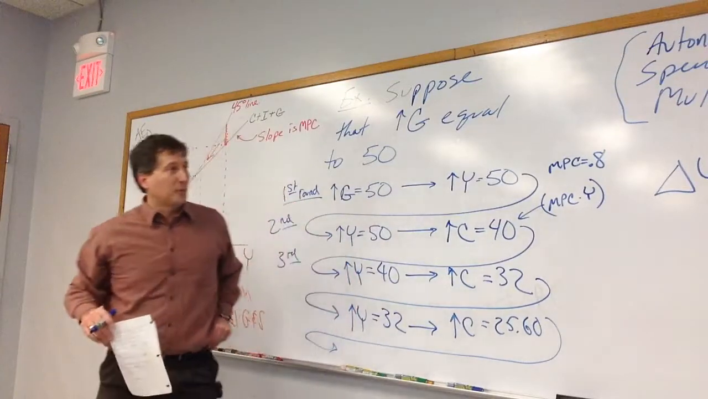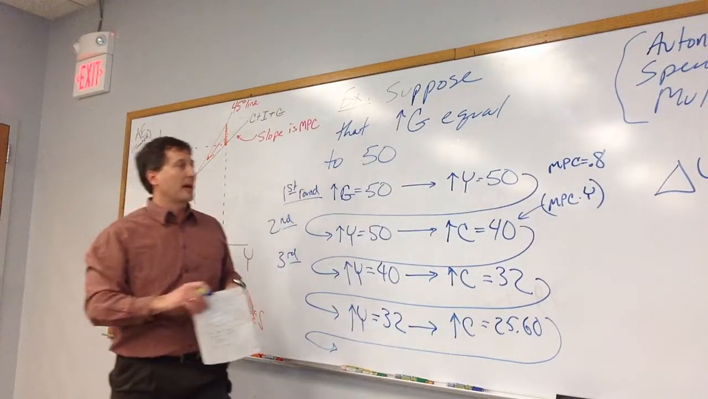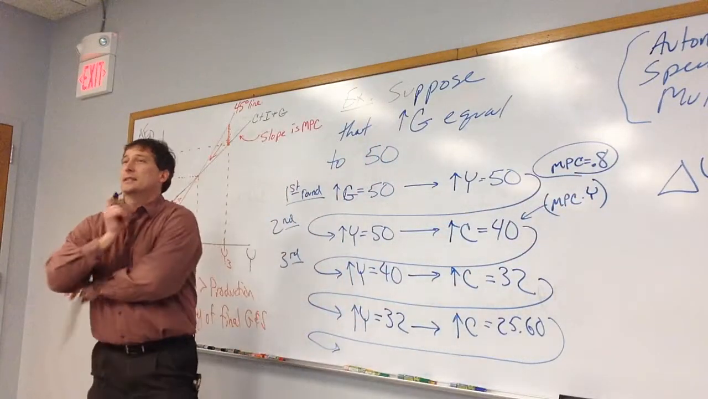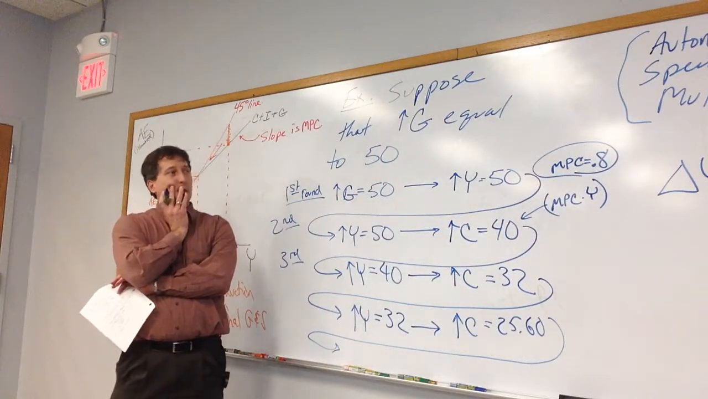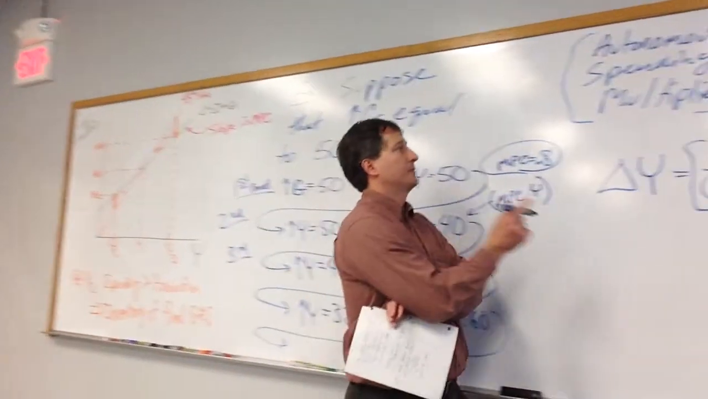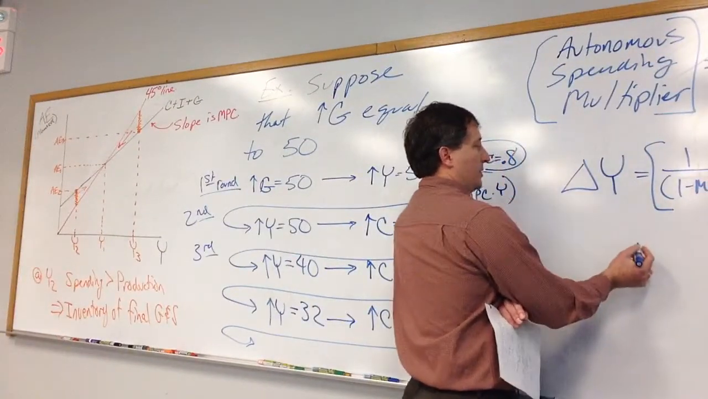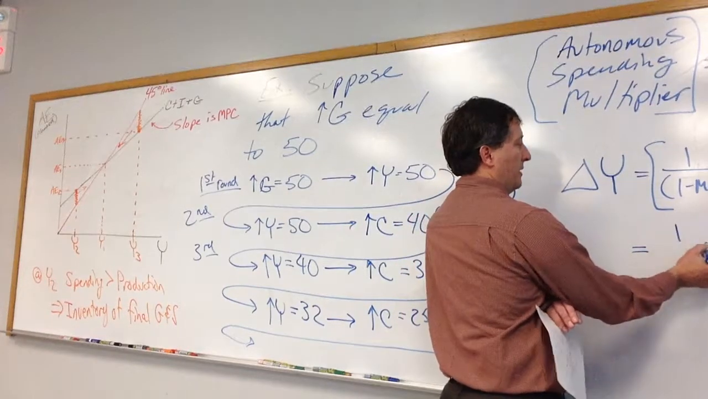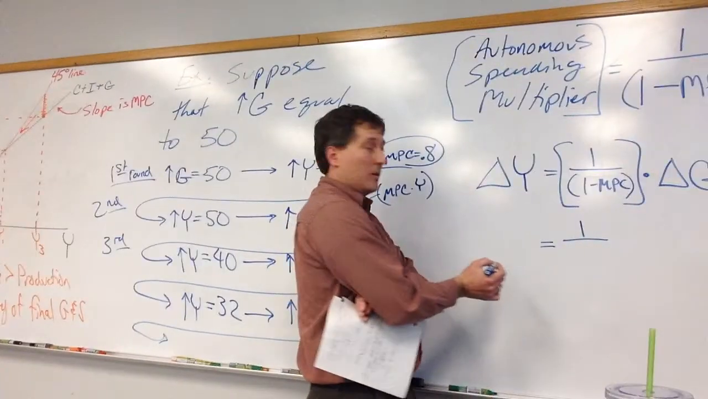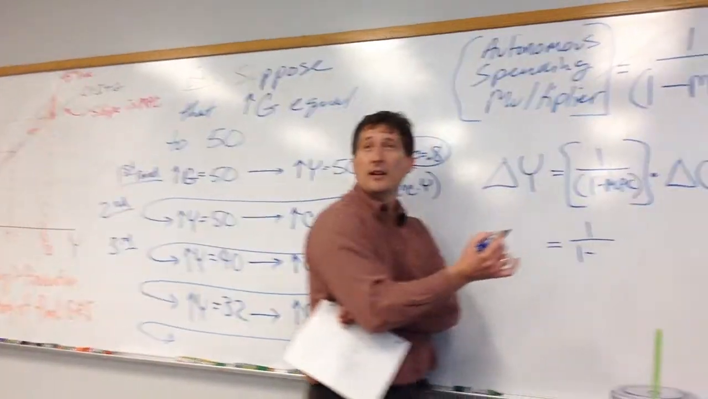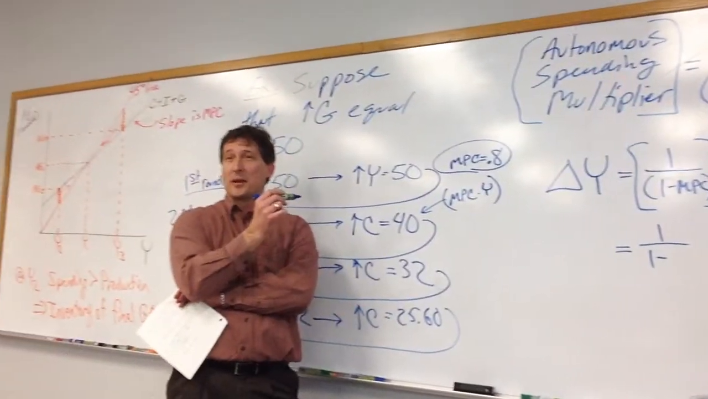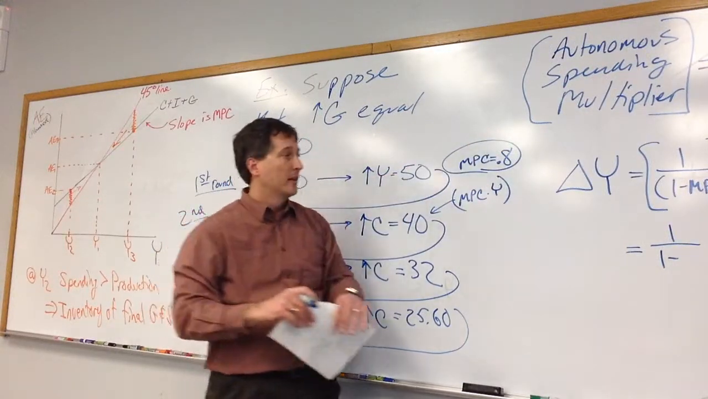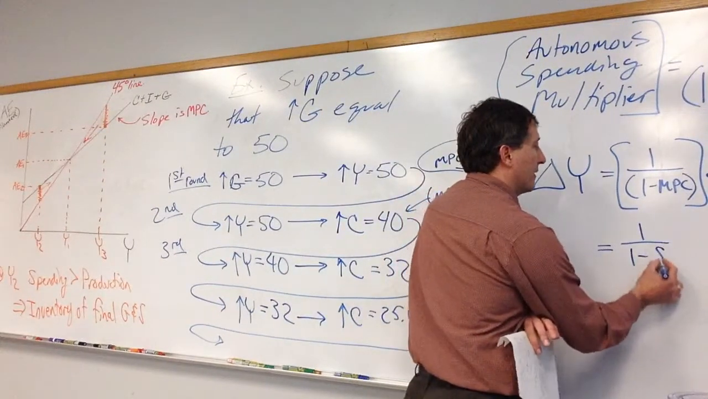So what's the multiplier for this problem where we had an MPC of 0.8? It's 1 over... be careful, it's 1 over 1 minus 0.8. That's what I wanted to make sure: it's not 80%, it is the fraction. So it is 0.8.